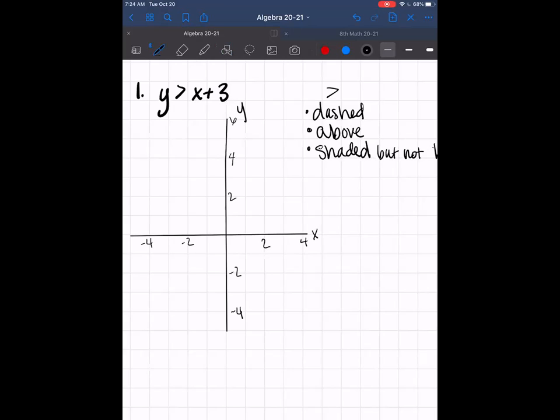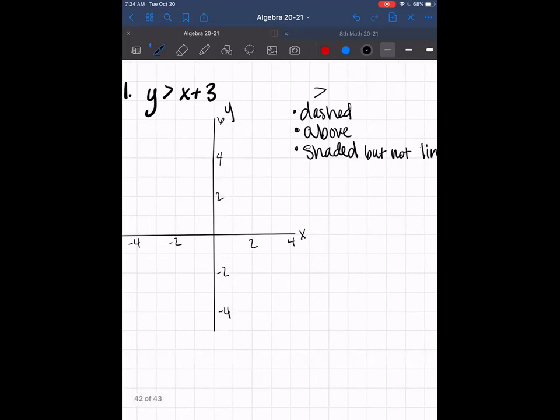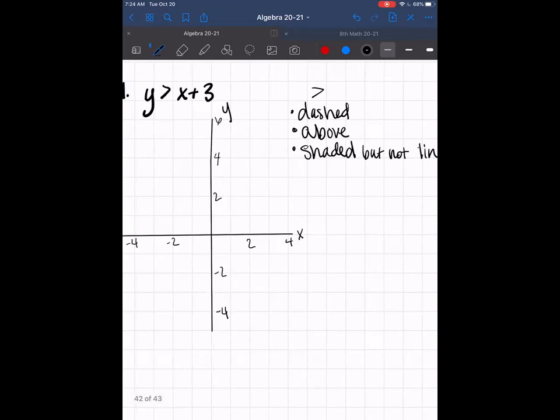Okay, so we know that my y-intercept, the b, is 3. So that's at 0, 3. And my slope is 1. If there's not a number in front of the x, we know it's 1. So I'm going to start at 0, 3. That's a point. And I know that it's a positive slope. So I'm going to go up 1 over 1.